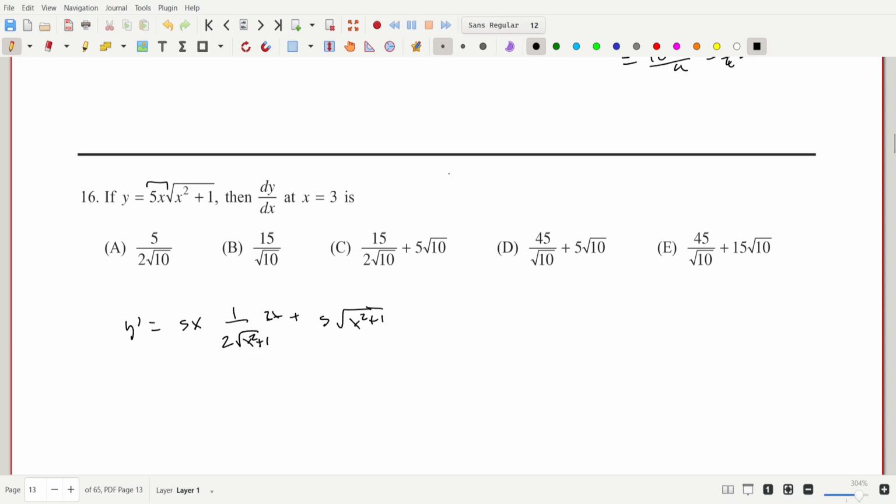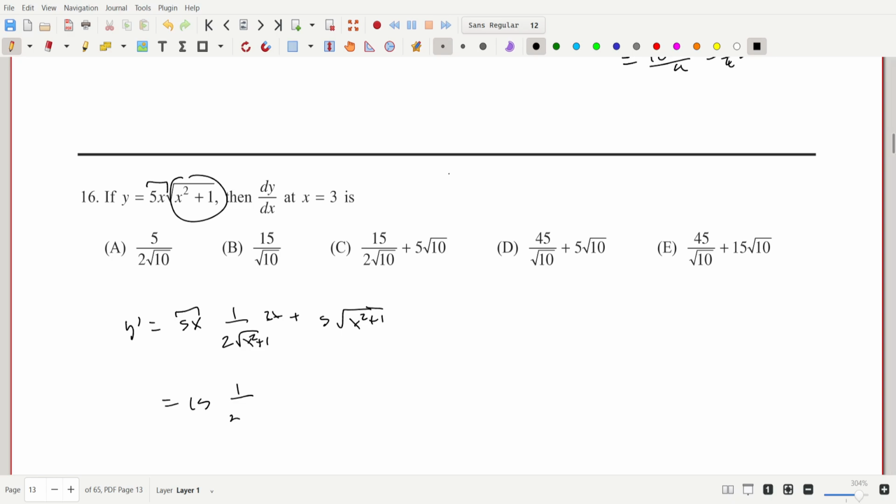So first 5x times the derivative of the second, which requires a chain rule. 1 over 2 root x squared plus 1. Then you got to multiply by the derivative, 2x. And then plus the derivative of the first, which is just 5. And then times the second. Yep. Okay, now we plug in 3.